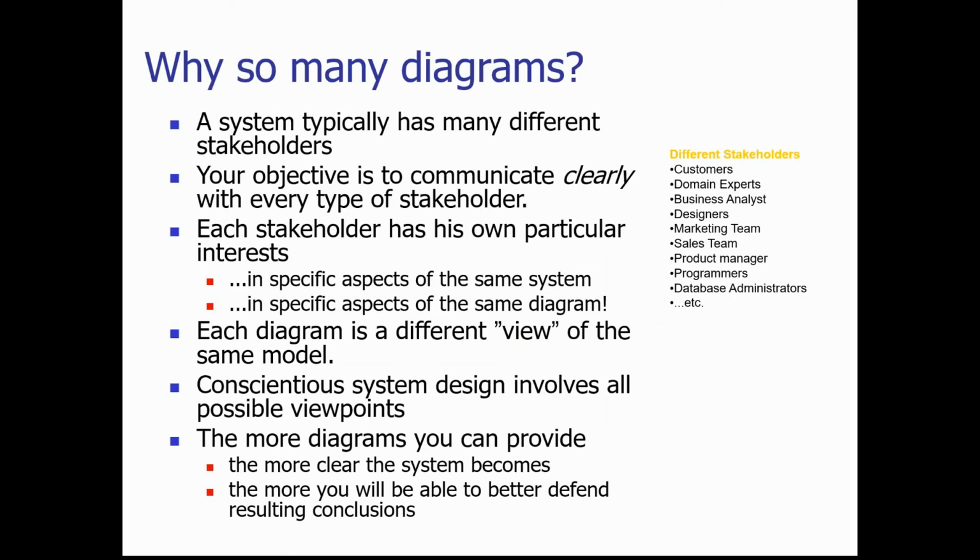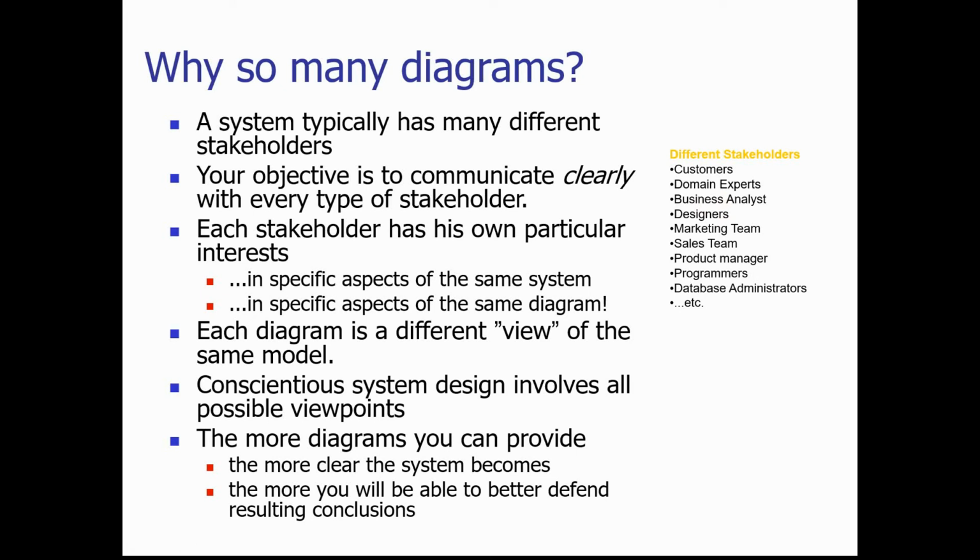Okay, so you may ask why we need so many diagrams. The answer is very simple, because a system typically has many stakeholders. For example, you have a customer, a domain expert, a business analyst, designer, marketing team, sales team, product manager, programmer, database administrator, and then this list can go on, like people working on maintenance and the testing group. There are so many stakeholders. Stakeholders are the persons who are interested in your system. They have some kind of relationship with your system.